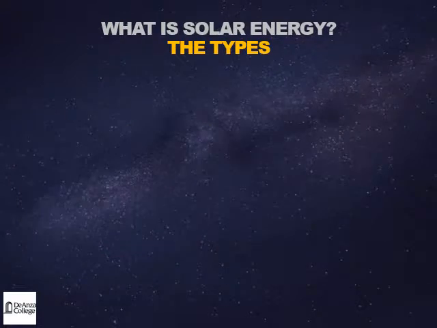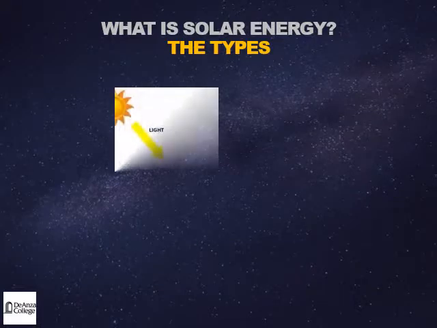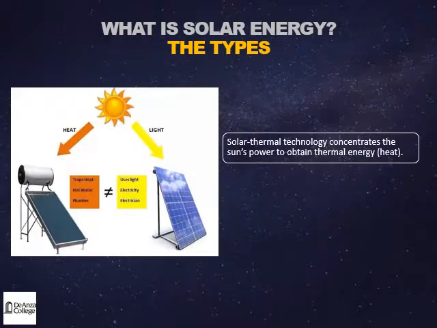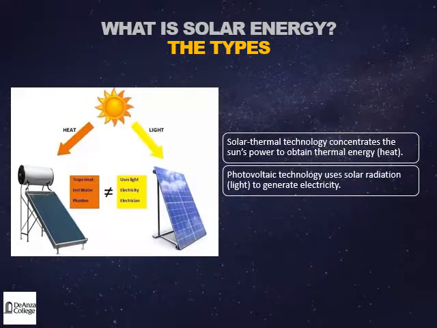There are two types of solar energy. First of all, there is solar thermal technology, which concentrates the sun's power to obtain thermal energy or heat. This generates steam, which in turn operates a conventional turbine that produces electricity. The second one is photovoltaic technology, which uses solar radiation or light to generate electricity by exploiting the chemical properties of certain materials. This type of technology uses solar panels to capture the energy, then converts it to electricity.